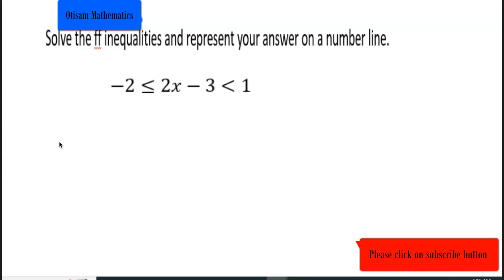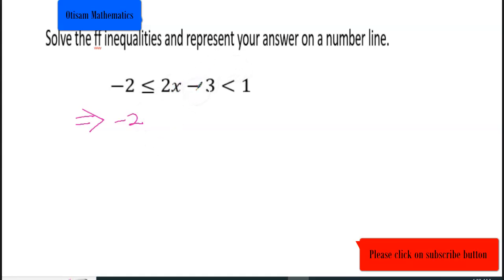Let's look at the first question. Solve the following inequalities and represent your answer on a number line. So I have this one, minus 2 less than or equal to 2x minus 3 less than 1. Now, this is the normal way of solving inequality, but this time the inequality symbols are two. So this implies that minus 2, we want to find x.